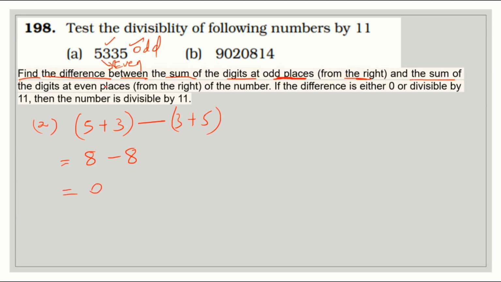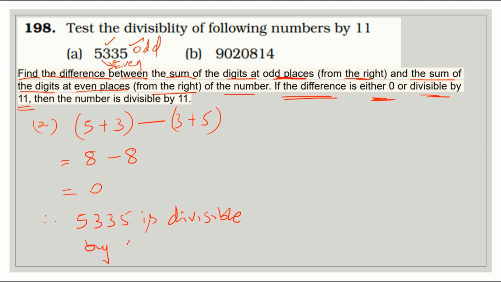And the sum of the digits at even places from the right of the number, if the difference is either 0 or a number divisible by 11, therefore 5335 is divisible by 11. This is how we do.